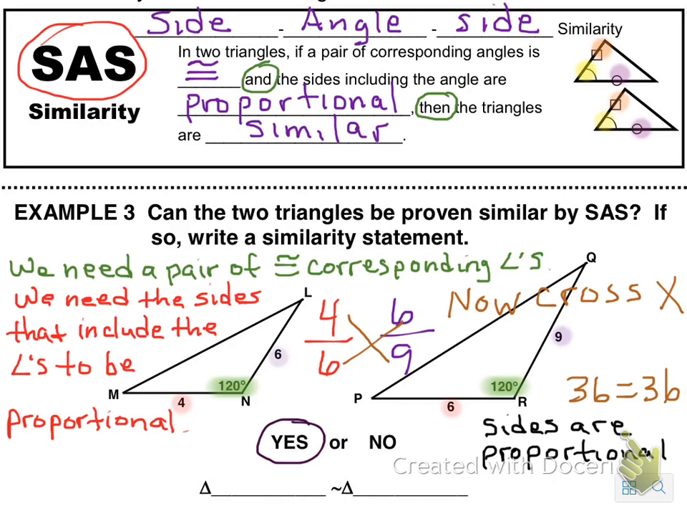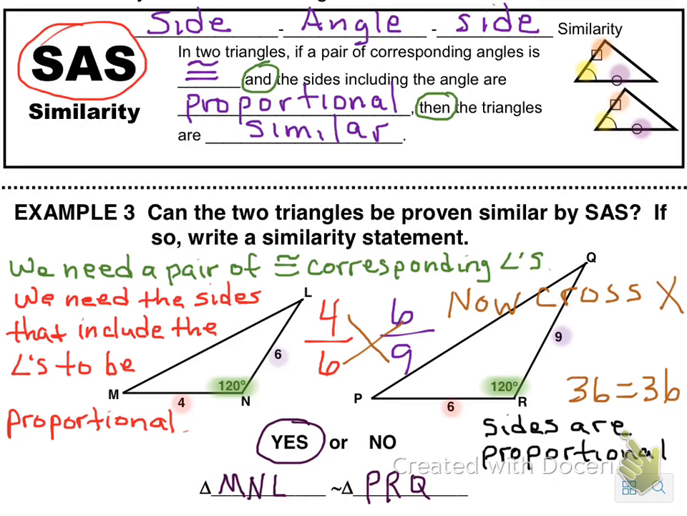Now we're going to write a similarity statement. Well, the first one I will write as triangle MNL. Now remember, we must write the name of the other triangle using corresponding letters in the same order. So triangle MNL is similar to triangle PRQ.